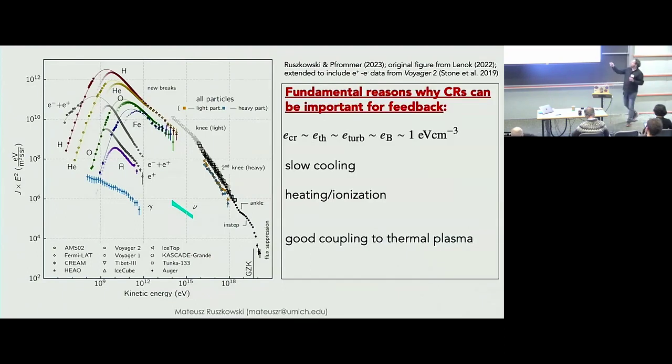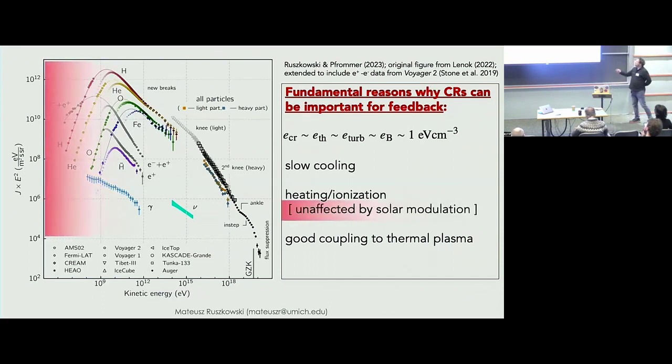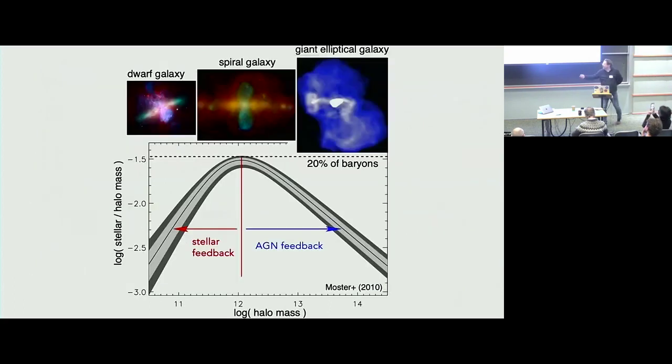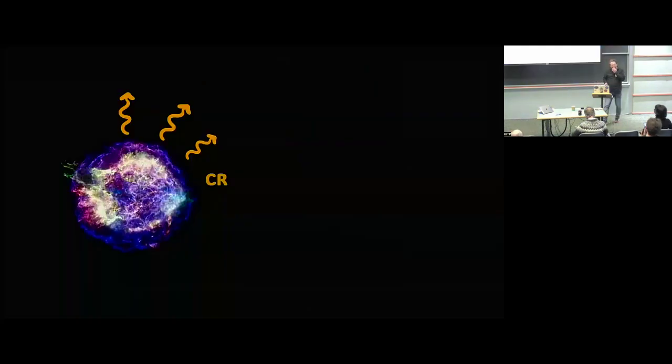Well, they are fundamentally important because energy density in cosmic rays, despite their scarcity, is comparable to turbulent energy density. So here it is, I said it, turbulence, right? They cool relatively slowly. They can heat the gas and ionize it, and they are relatively well coupled to the thermal plasma. They are important across the whole range of objects from supernovae or from dwarf galaxies to AGN. In our galaxy, they are produced by supernovae.